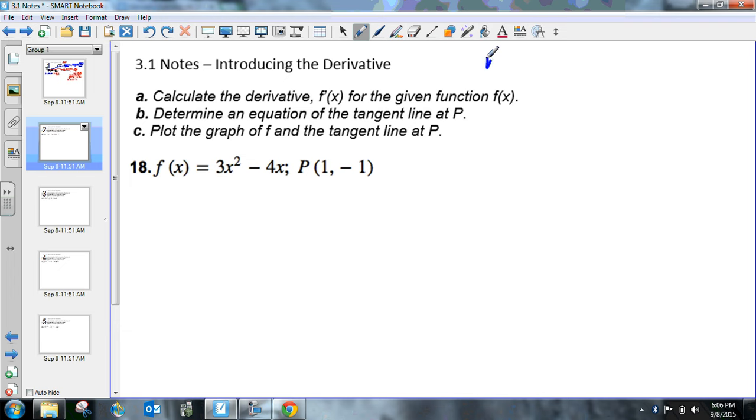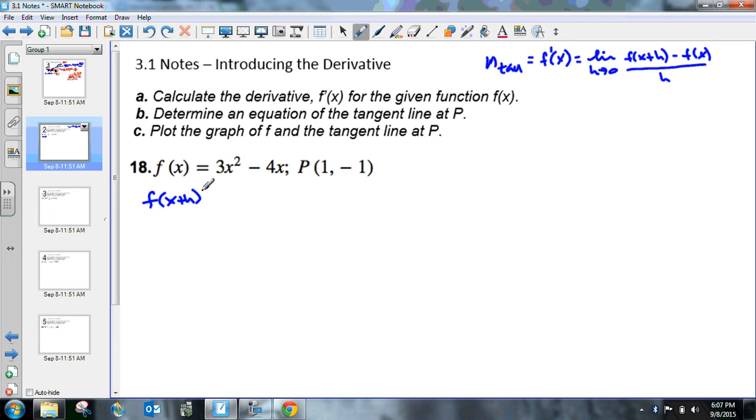Remember, to generate the slope of the tangent line, that's the same thing as my derivative, f prime of x, and that's equal to the limit as h approaches 0 of f of x plus h minus f of x all over h. Okay, so I need to use this. The first thing that I want to do is I have my function f of x. The next thing I want to do is find out what f of x plus h is.